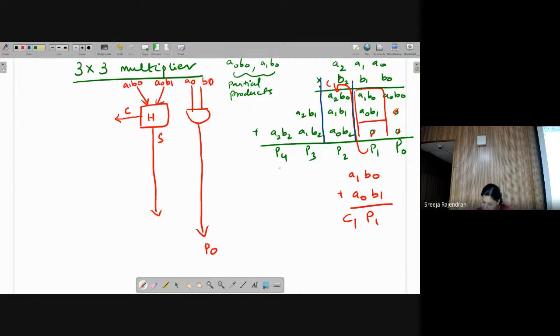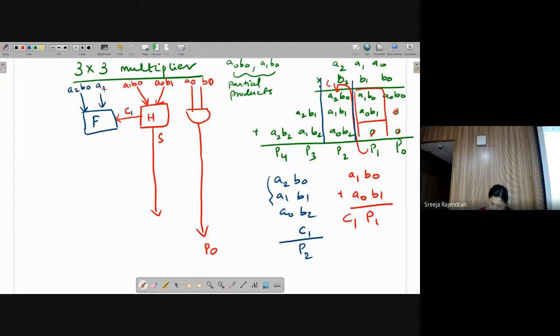So to get my P2, I have to add A2 B0, A1 B1, A0 B2, and C1. Okay, whatever it is, then only I will get my P2. Now I can give this carry here, and then I can use a full adder here. What inputs? One input is a C, which is coming from this, which I can call C1. So that comes in, and I have two other inputs, the first two product terms. So I have A2 B0 and A1 B1. Okay, so that will generate a sum and a carry.